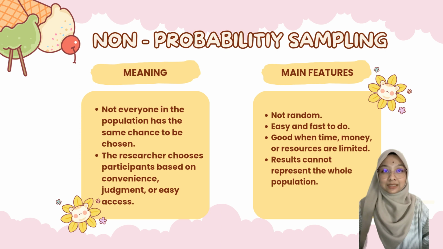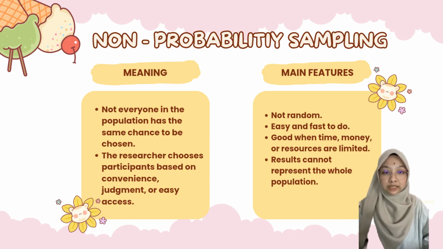Today I am going to talk about non-probability sampling. Non-probability sampling is a method where not everyone in the population has the same chance to be chosen. Usually, researchers use this method when it is difficult to select randomly or when they have limited time, budget, or access. In this method, participants are chosen based on convenience, purpose, or recommendation.